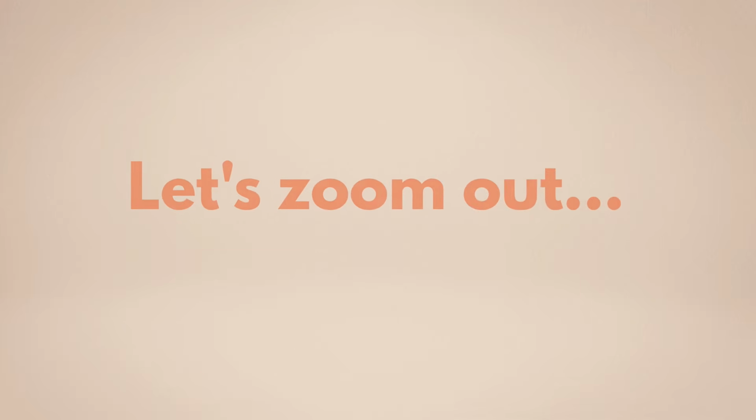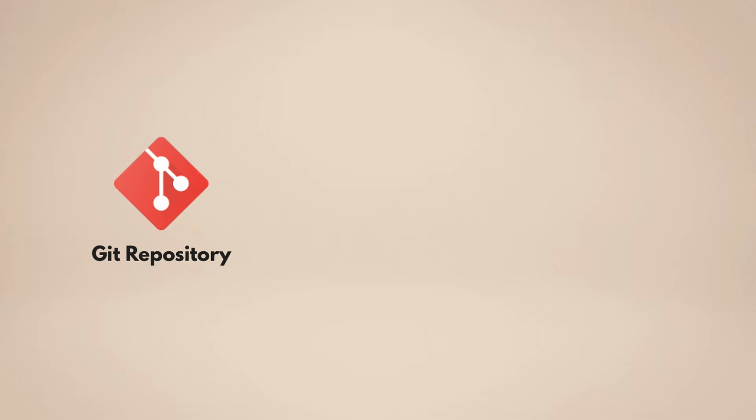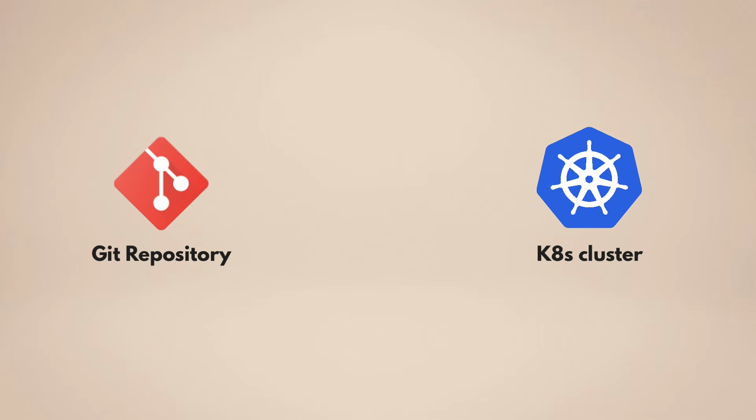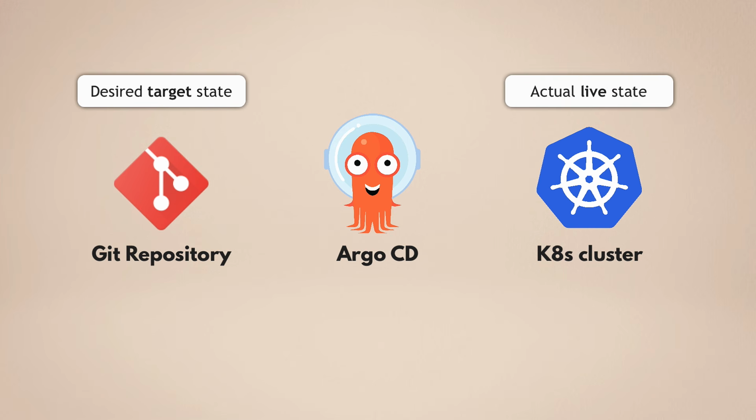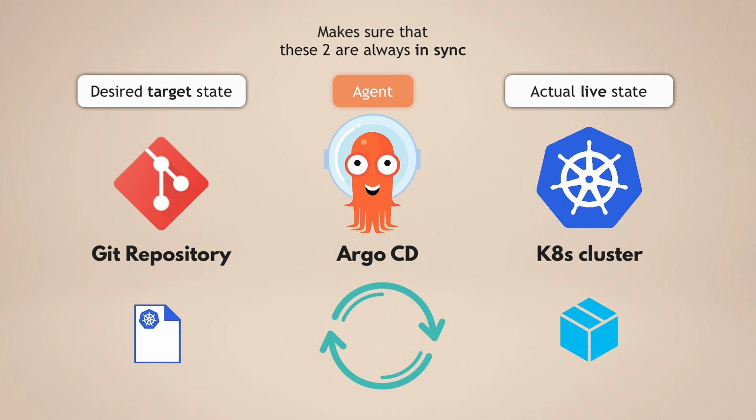So if we zoom out and look at the big picture, we have a Git repository on one side and a Kubernetes cluster on the other, and ArgoCD in the middle of these two. Git is the desired state of our cluster at any time, and the Kubernetes cluster is the actual state. ArgoCD is an agent in the middle that makes sure these two are always in sync, updating the actual state with the desired state as soon as they diverge.